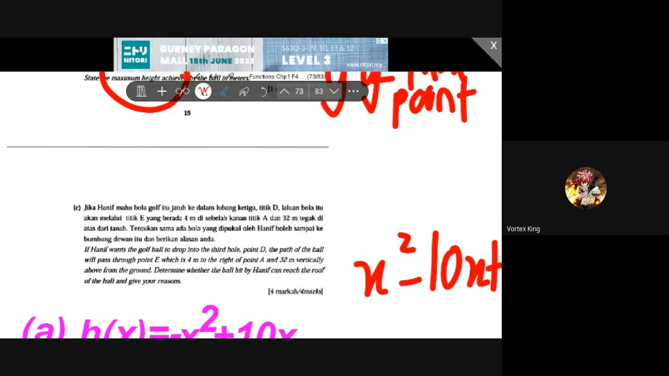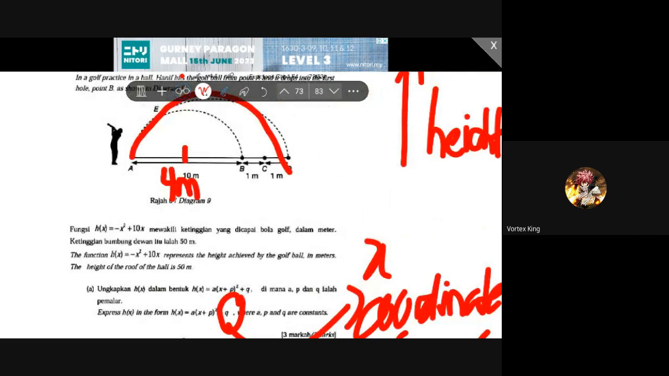Okay, so now the situation is Hanif wants to throw the ball. Dia nak baling bola into the third hole, point D. So, ada 3 lubang kat sini, B, C, D. He wants to throw to the furthest hole. I think I explain to you in English better because you know English also. So, this is the hole he wants to throw now. Okay? So, now we see the question again.